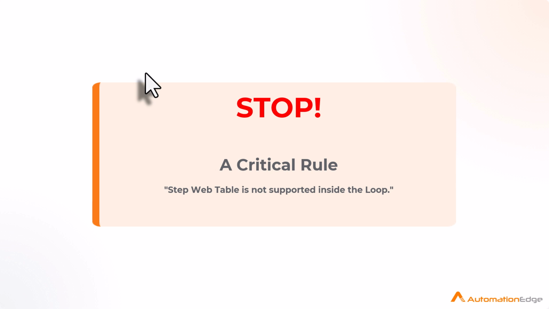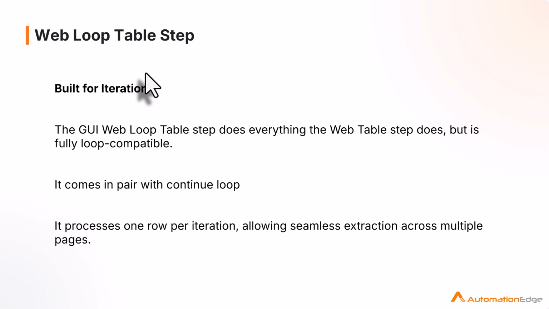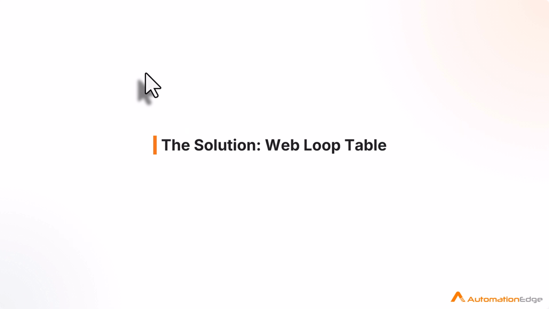So where does that leave us? We need to fetch table data inside a loop, but the web table step is not allowed. How do we solve this? Think about it for a moment. The solution is the GUI Web Loop Table step. This step does everything the web table step does, but it is built to work inside a loop. The fix is simple. We replace the web table step in our workflow with the web loop table step.